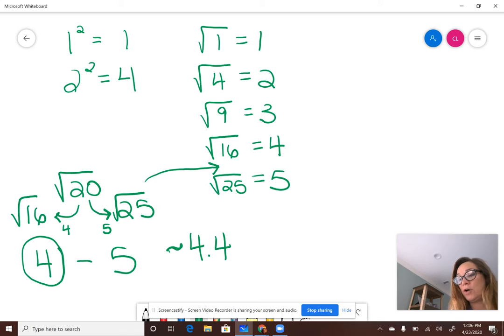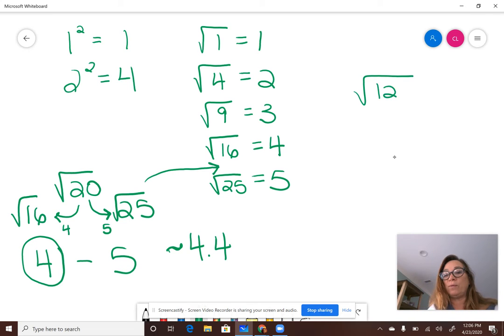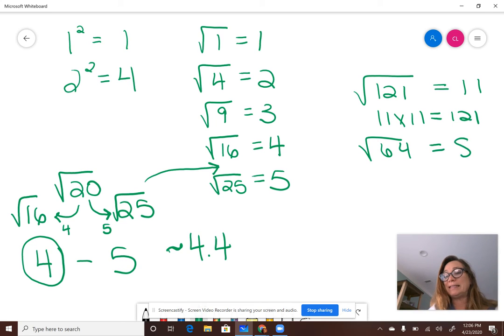Okay? Some of the questions on the Quizlet that I had, I don't know if they were the exact same questions for you, but I had the square root of 121. That is a perfect square, and that's equal to 11, because 11 times 11 equals 121. It had the square root of 64, which is equal to 8, because 8 times 8 is equal to 64.